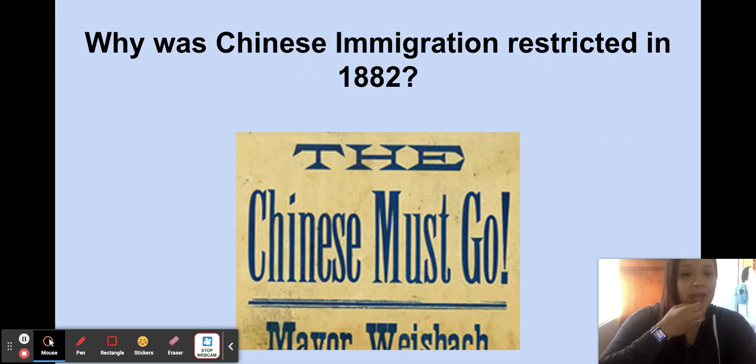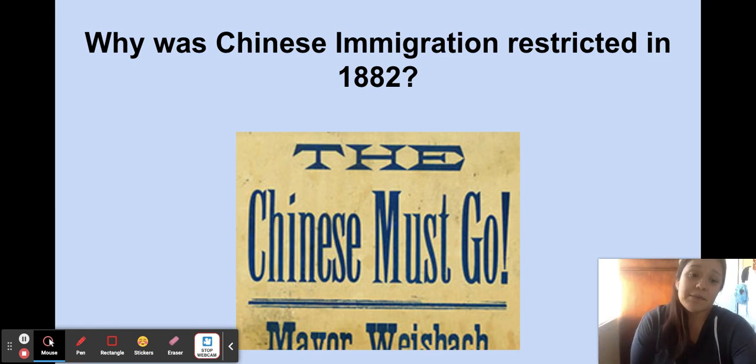So now that we kind of have that idea of what a new immigrant is considered, we're going to focus on Chinese immigration. And our question today is going to be, why was Chinese immigration restricted in 1882? All right, so we're going to go ahead and use some primary sources and we're going to interpret why we think it is, all right? And we're going to use background knowledge. We're going to use some primary sources to go ahead and answer this question, all right?